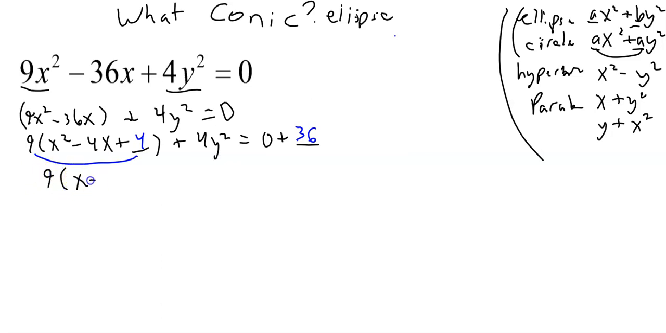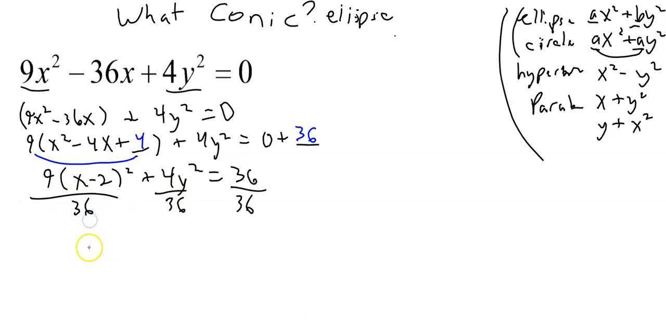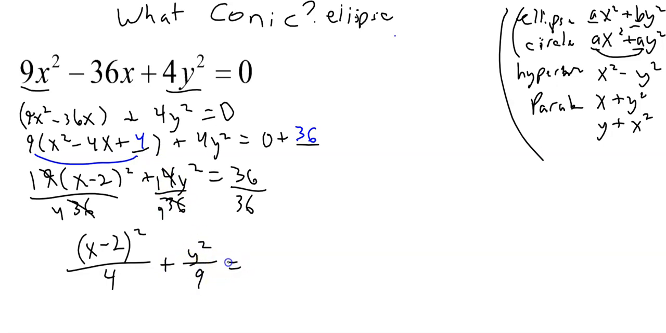So we have (x minus 2) squared plus, this is just 4y squared, equals 36. Well, for an ellipse, we can't have it equal to 36. It has to equal 1. So we're going to divide by 36. Hopefully that goes into both of those numbers. I think it does. So this would be (x minus 2) quantity squared over 4, plus y squared over 9 equals 1.